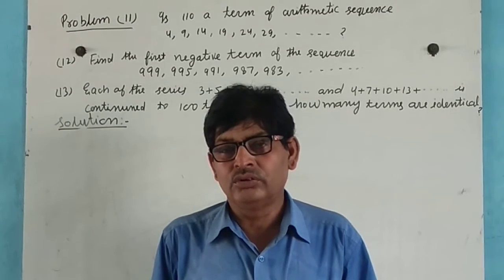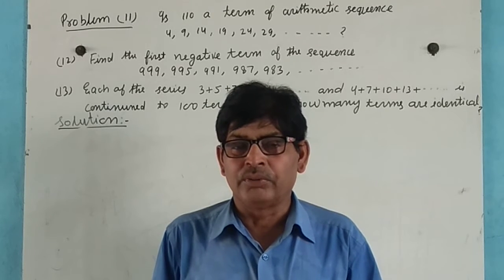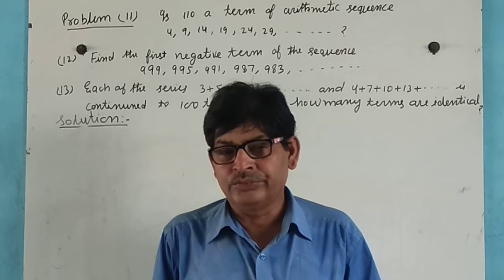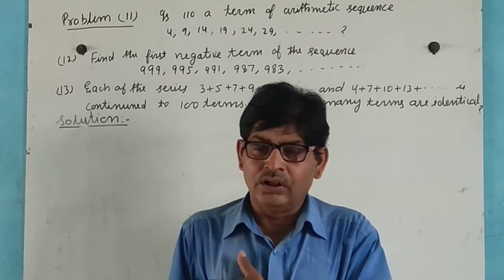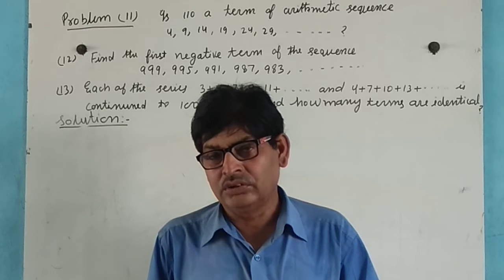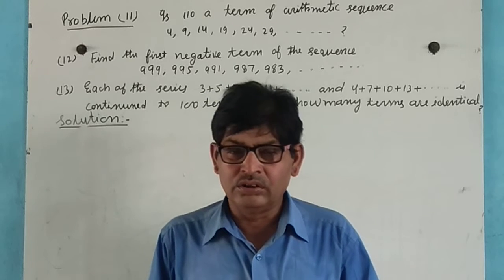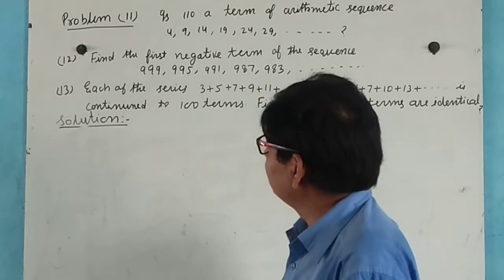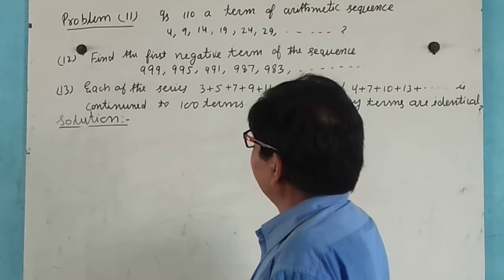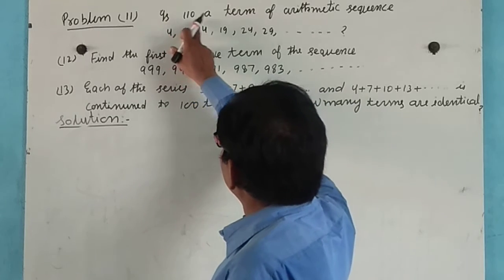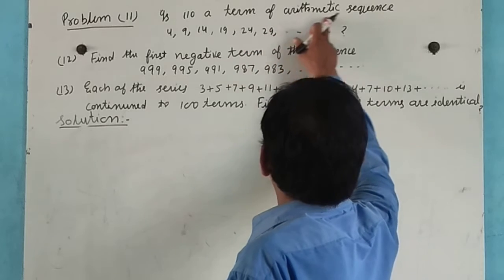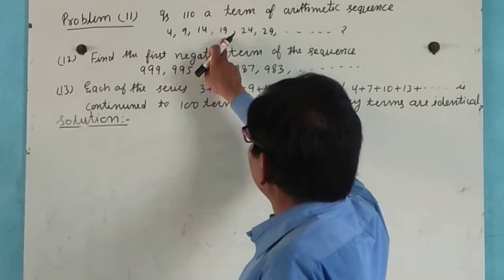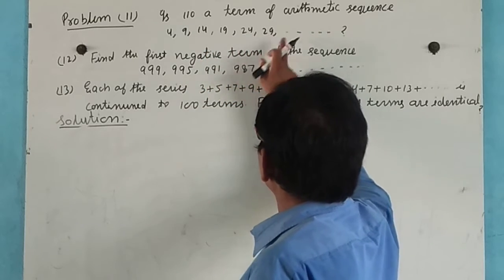Today we are going to discuss some problems of arithmetic progressions related to the nth term of an AP. Now here, problem number 11: is 110 a term of the arithmetic sequence 4, 9, 14, 19, 24, 29?